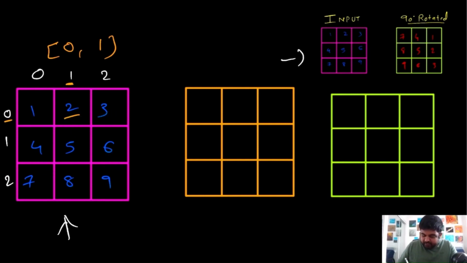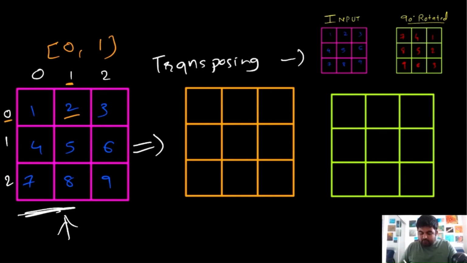Then we would have an array where all the rows have been converted to columns. There is a name for the process of converting all the rows to all the columns, and that is called transposing a matrix. So first of all, we are going to transpose this original given input matrix, and we will see that the result would look something like this.